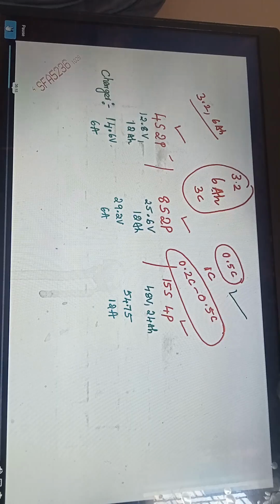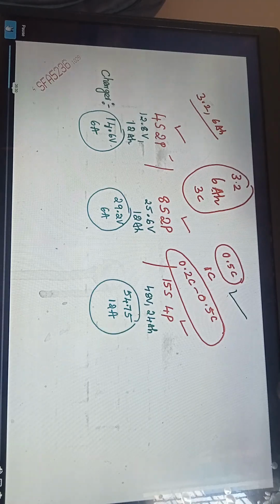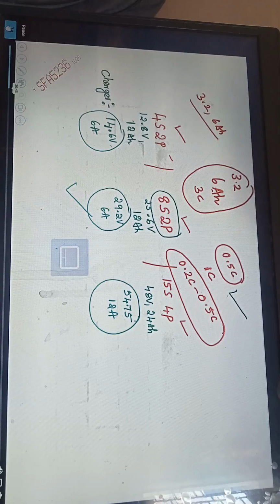The charger rating for 4S2P, this particular configuration, is 14.6 volt and 6 amps. For 8S2P, it is 29.2 volt and 6 amps. And 15S4P, it is 54.75 volt and 12 amp. Okay, let us see in the market. I'll try to see whether an 8S2P charger of this rating, 29.2 volt, 6 amps, is in the market. Let me search and find out whether our answer relates to a practical answer or not.